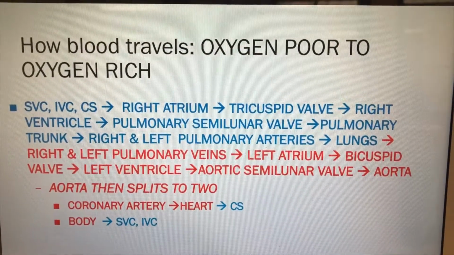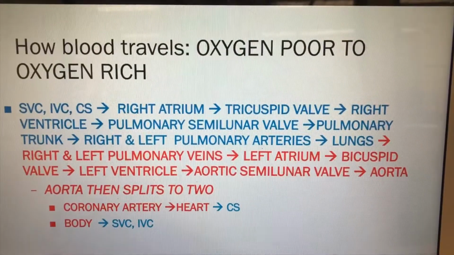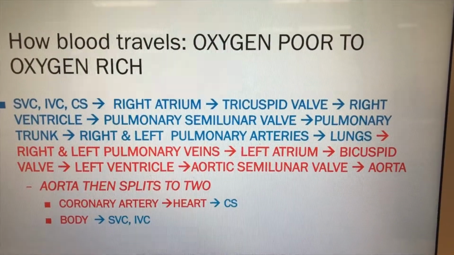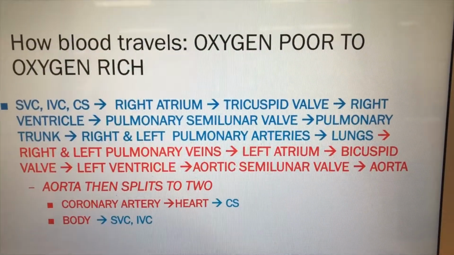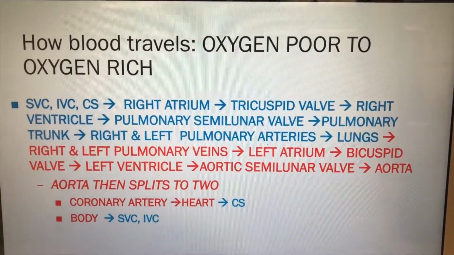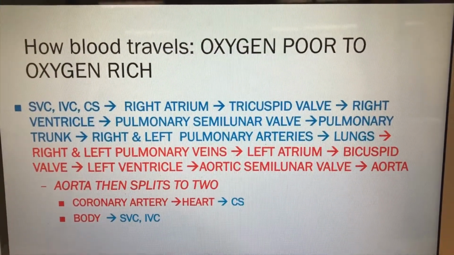It also goes back to the coronary sinus, which returns as oxygen poor. The second version is the body, and it's oxygen rich, and as soon as it goes throughout the body, it goes back through the superior vena cava and inferior vena cava as oxygen poor.